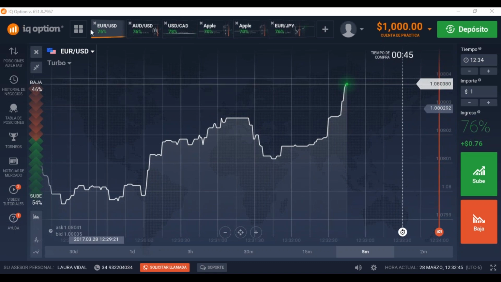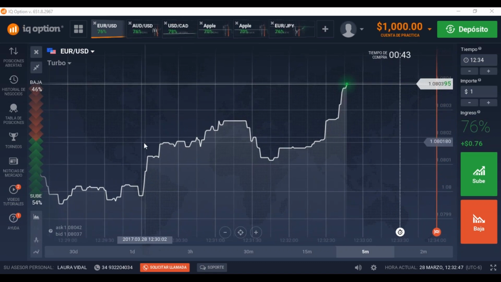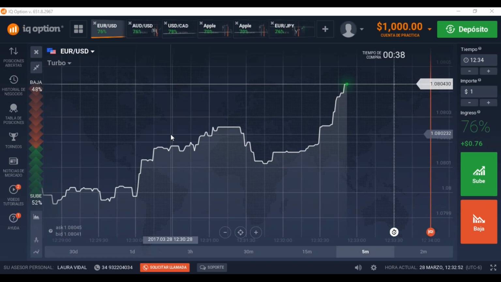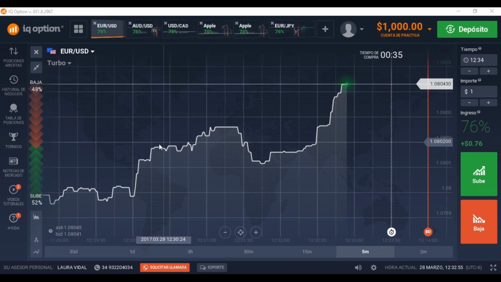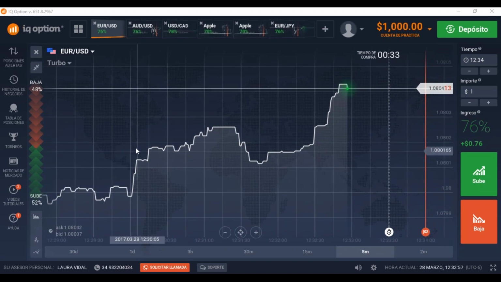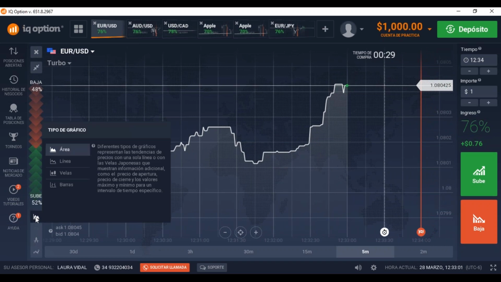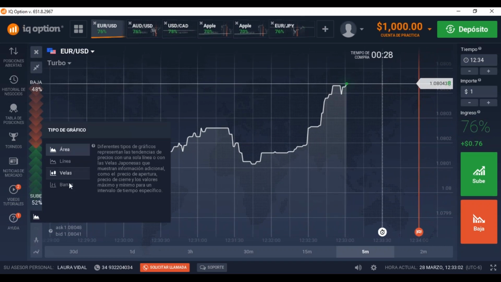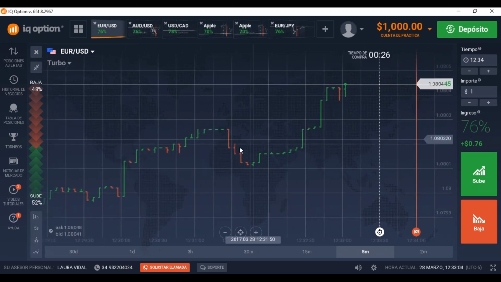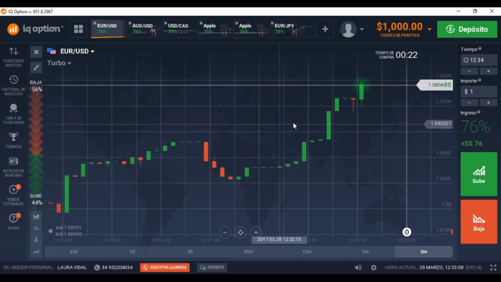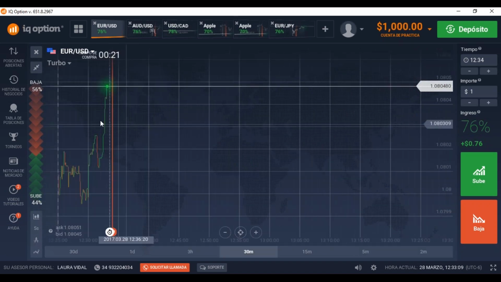So we're in Euro USD. First thing, this is exactly how you're going to open the platform when you just install the application on your desktop. So you are going to go right here where it says typographic, and you are going to choose the candlesticks. There you go. Oh, I'm sorry, the other ones. There you go. So these are the candlesticks we're going to use for the 2-minute strategy.